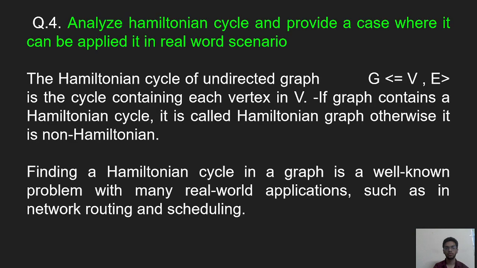Now we will move to the next question, that is: analyze the Hamiltonian cycle and provide a case where it can be applied in a real world scenario. The Hamiltonian cycle of an undirected graph G, where V are the vertices and E are the edges, is the cycle containing each vertex in V. If a graph contains a Hamiltonian cycle, then it is a Hamiltonian graph. If not, then it is non-Hamiltonian.